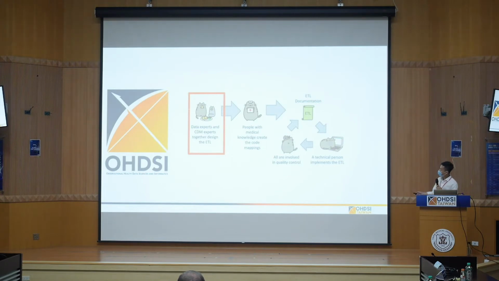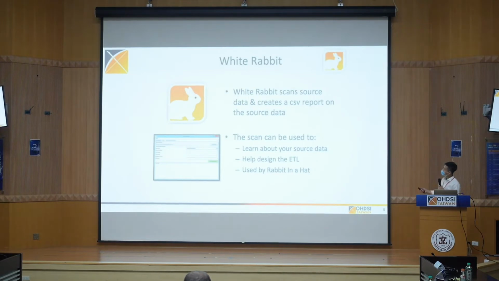Okay, so for the first step, we will work with the data expert and the CDM expert together to make the ETL. The first tool is WhiteRabbit. WhiteRabbit is open source code that scans all of the source data and creates a CSV or Excel report for you about your data frequency, your data variables, and also some errors, and also chunks the data inside the database.